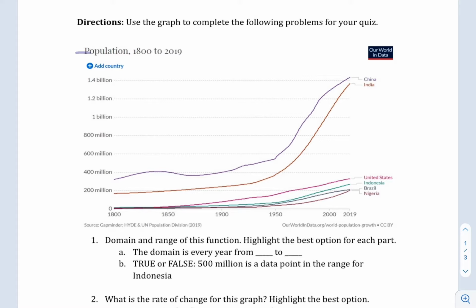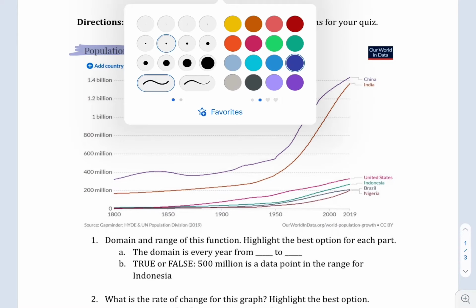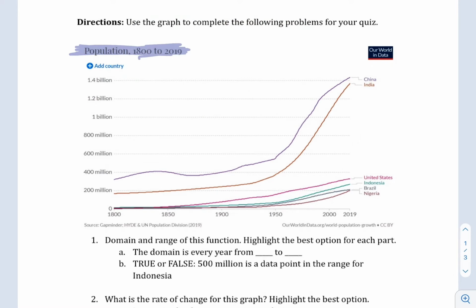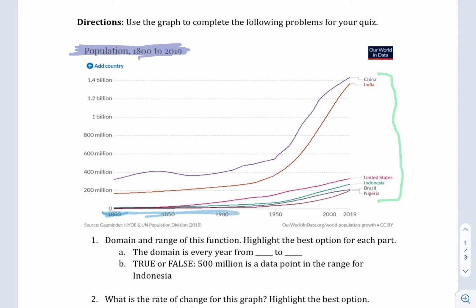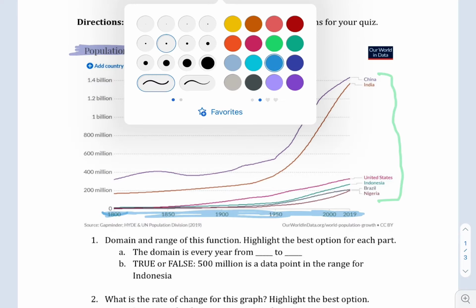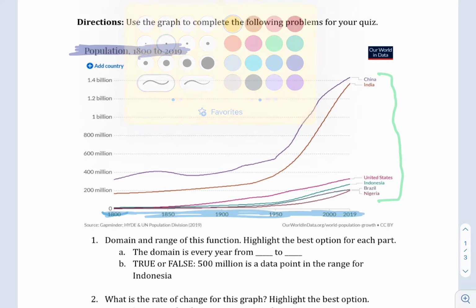So I'm going to go ahead and highlight the title. That's going to give us some help to understand what this is about. I'm also going to go ahead and highlight these names on the right side. So that's what each line represents. So you'll want to pay attention to the color of each line. And then I'm going to go ahead and highlight the x-axis and then highlight the y-axis.